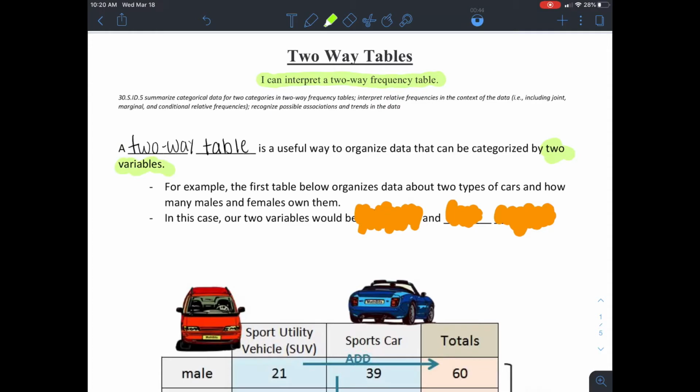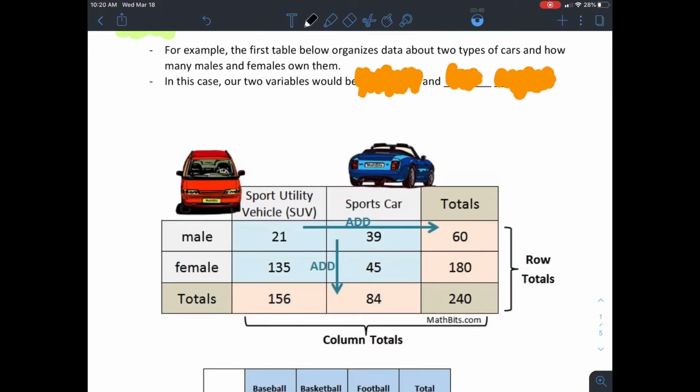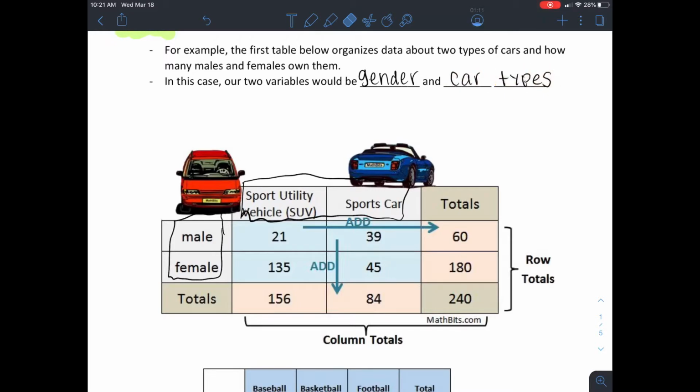In the first example that we have below, our table is broken down into the variables of gender and car preference, or car type preference. All right? So this first table organizes the data about two different types of cars and how many males and females own them. So our two variables would be gender and car types.